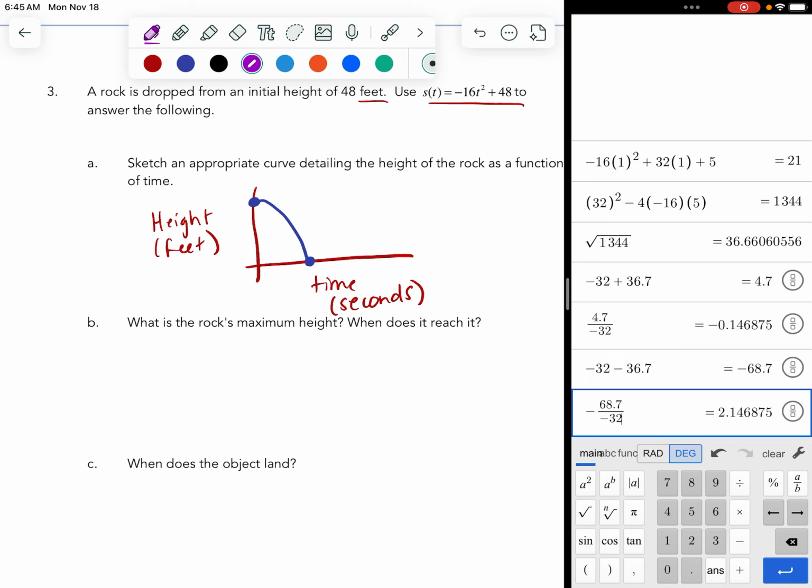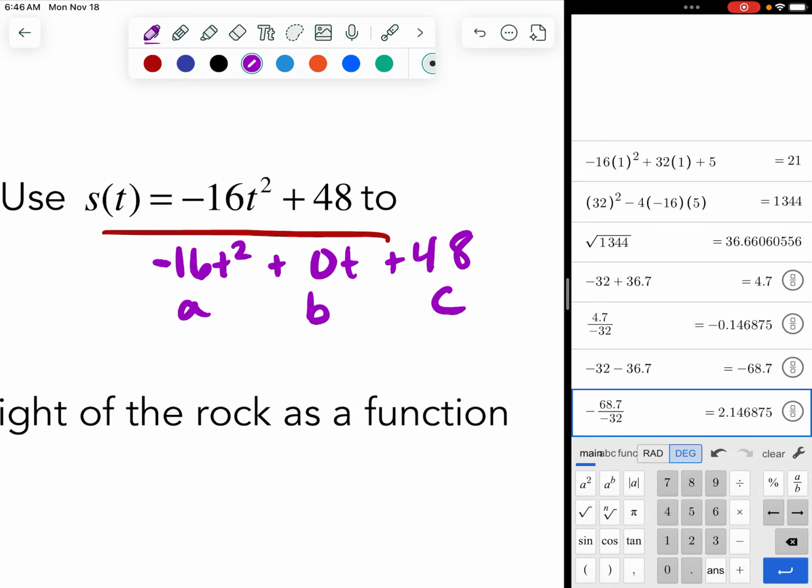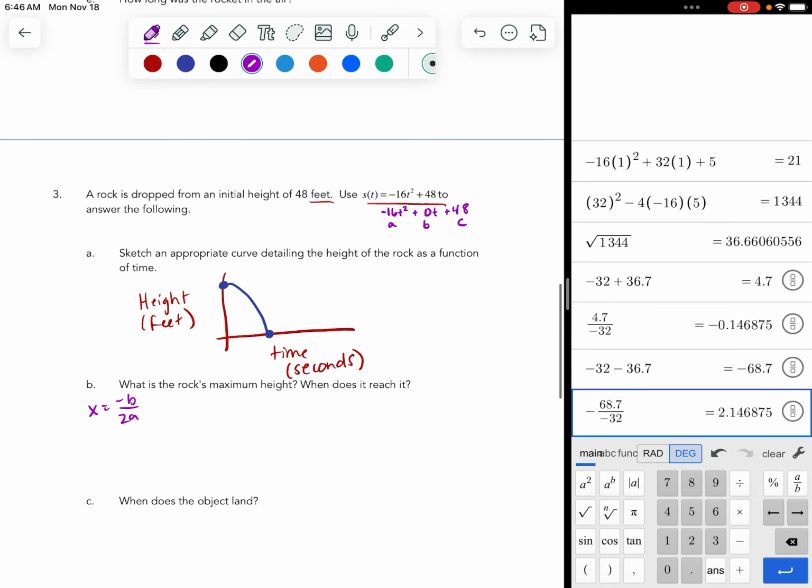Okay, so again, you could do vertex, right? x equals opposite of b over 2a. Now this function is a little tricky because there's only 2 terms. There's actually no t, right? There's a t squared and then there's a number. So this is like 0t plus 48. So I'm going to use that for my a, b, c. And then we'll actually talk about a shortcut you could use for this one.